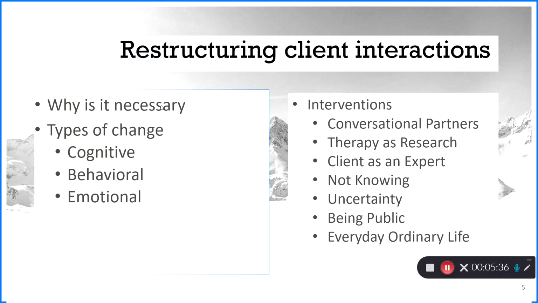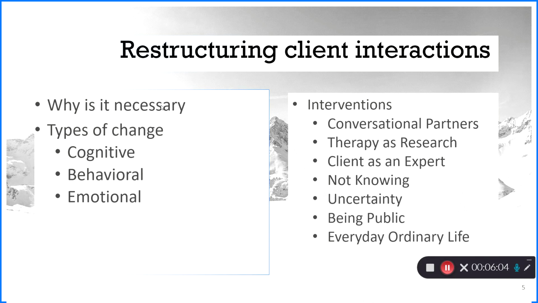First is conversational partners. The therapist actively listens to the client, and the therapist will show they are listening by repeating specific parts to make sure that the therapist has the correct understanding. The next intervention is therapy as research. The therapist takes the role of researcher, trying to make sure they get the full story and picture from the client. The therapist makes sure by asking questions to gain understanding.